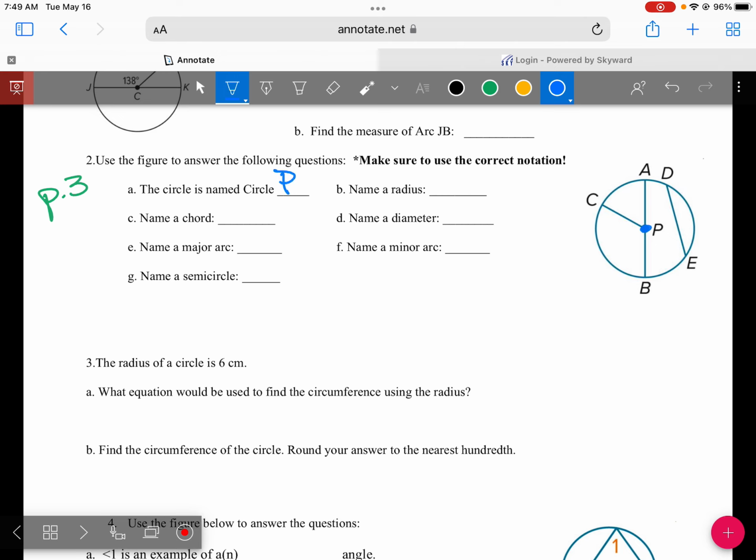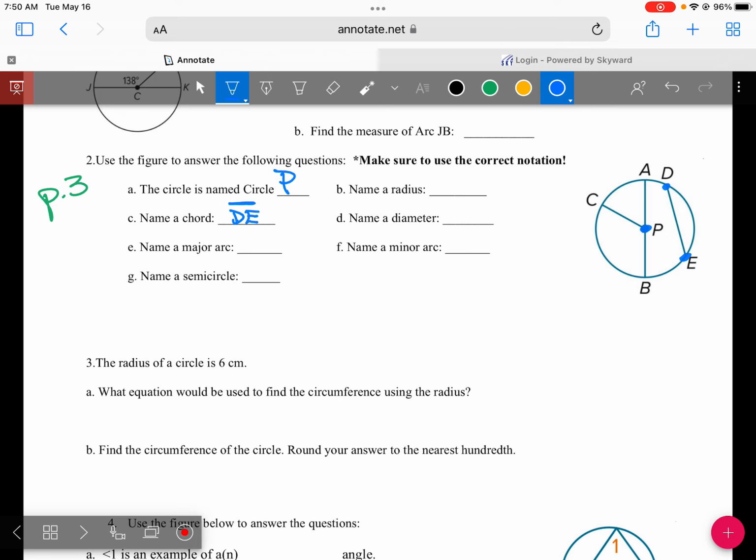Name a chord. Line segment DE. So DE is correct. And a chord, if you remember, has to have both points on the circle. And we need to put this line segment above it. Okay? It's not a ray. It's not an arc. It's a line segment. Genesis, come on.